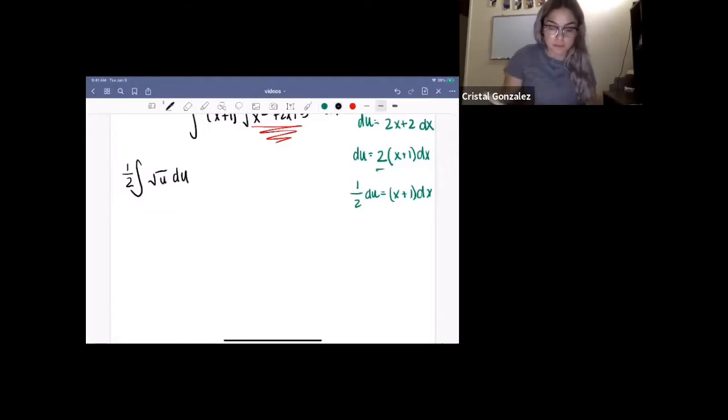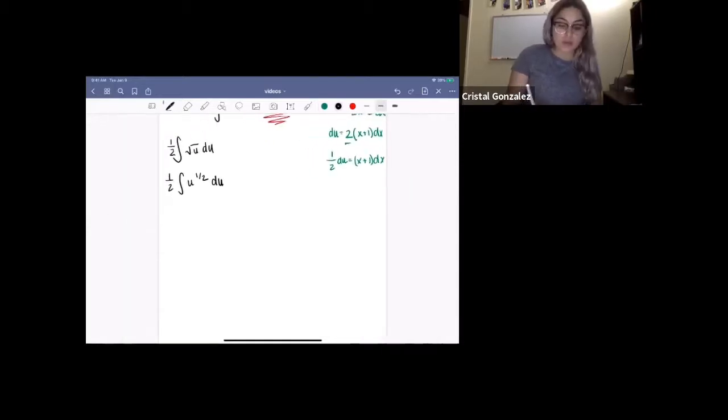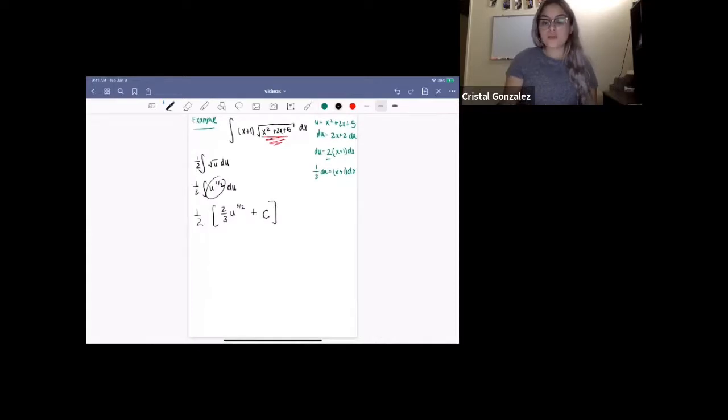It's super easy. You don't have to, but if you want to rewrite it as 1/2 du, go ahead if it makes it easier for you. And so when we integrate this, we're going to get 1/2 times 2 over 3, because we are adding 1 to that exponent, u to the 3/2 power plus c. And now we're almost done, but we have to come back to what u originally was and plug it in right over here.